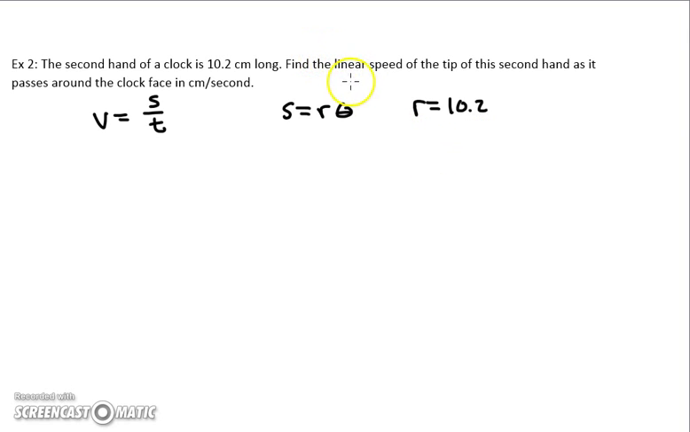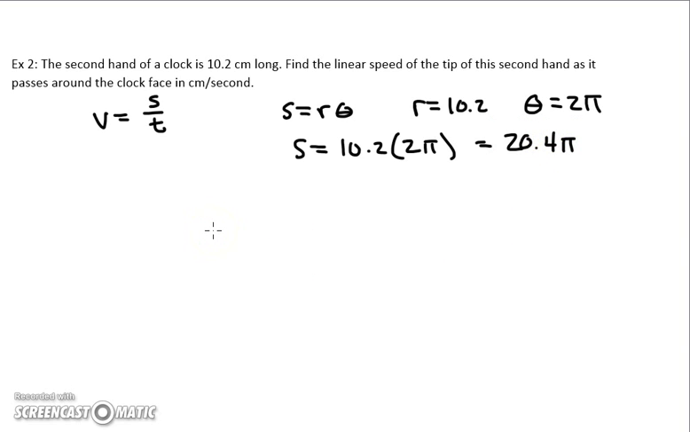And if we have to think about how fast it's going around, we can pick how long we want it to be. So it's really easy if we just pick one full rotation. And one full rotation all the way around a circle in radians is 2 pi. So from that we can get that S is equal to 10.2 times 2 pi, which is going to be 20.4 pi.